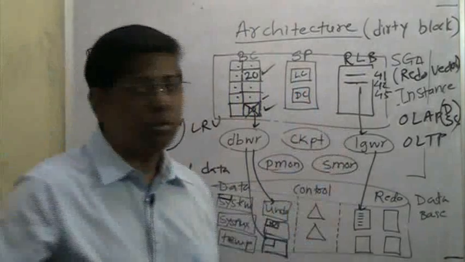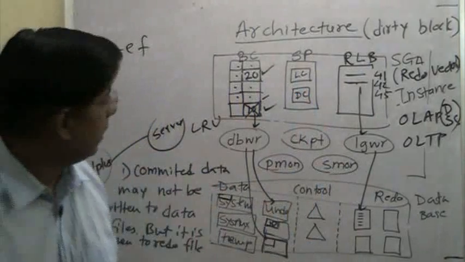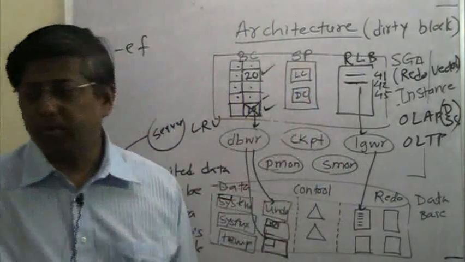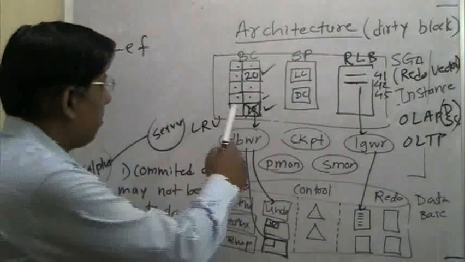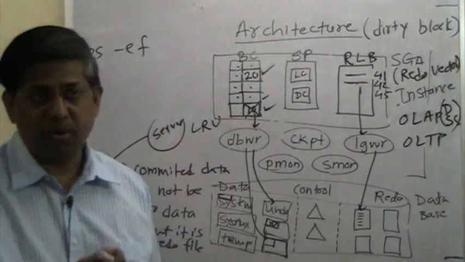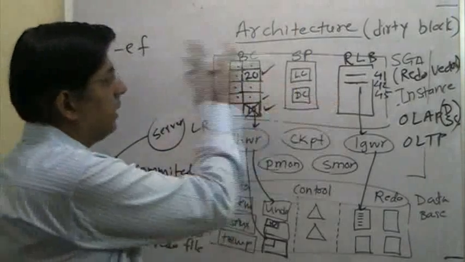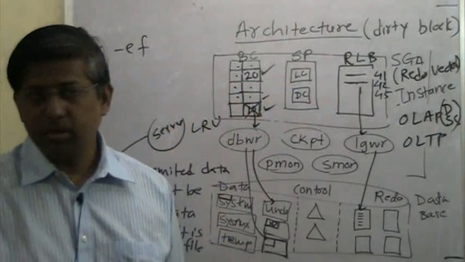Redo is probably the most important thing from the recovery point of view. Shared pool is the most important thing from the performance point of view. And obviously buffer cache is very important, again, from the performance point of view, because if the data is here, then it will immediately go to the user.